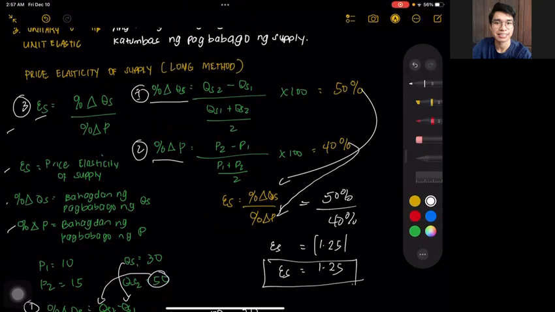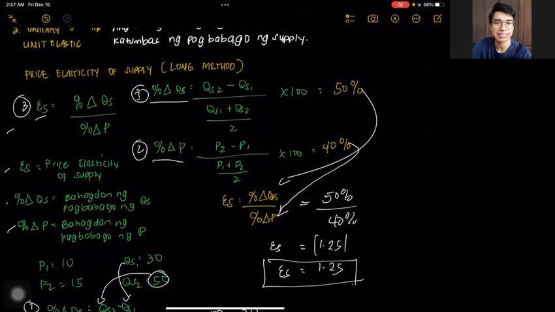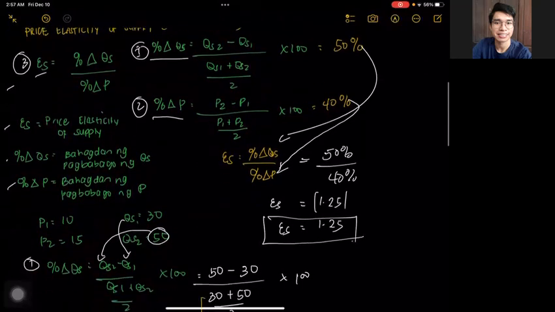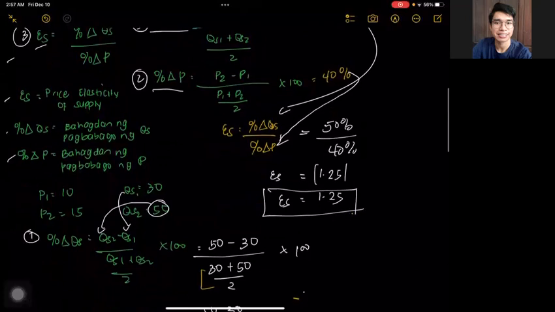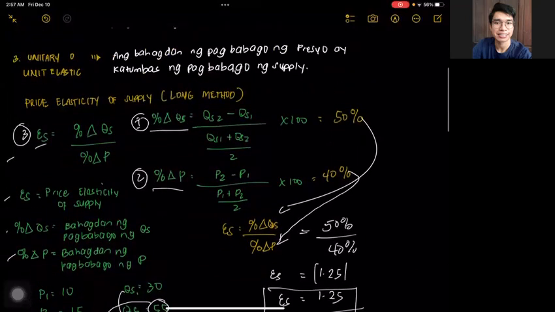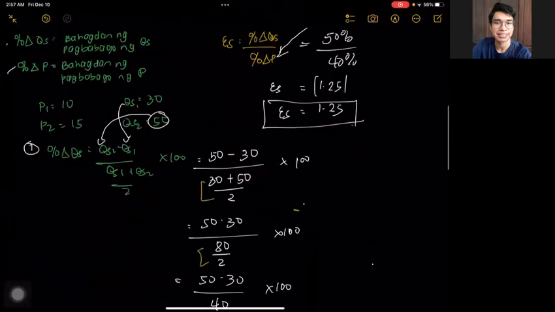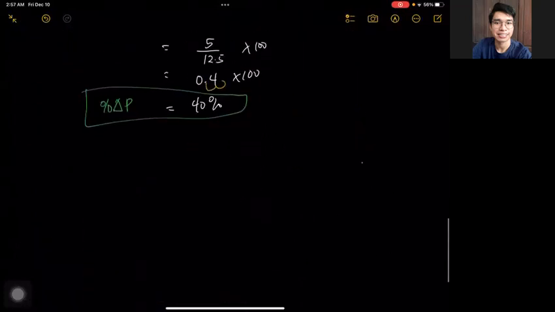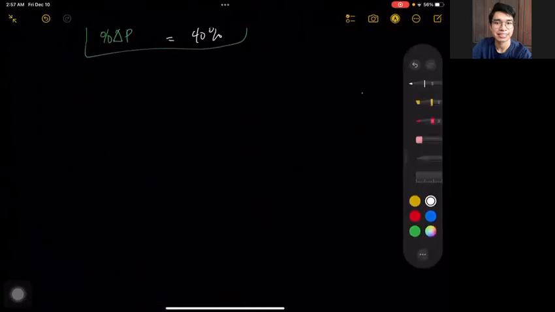So now, this is the long method. Kung mapapansin nyo, ang haba ng method. So paano naman natin i-solve kapag short method lang? Let's try. Yung process po ng short method is almost the same din sa short method na ginamit natin sa ating price elasticity of demand. So try natin yung short method.